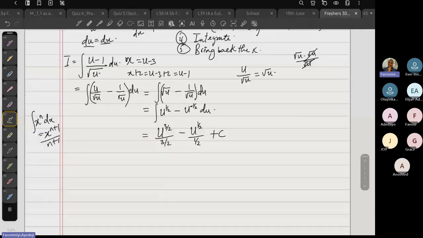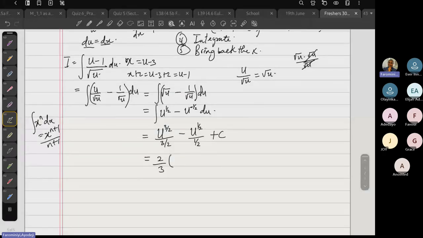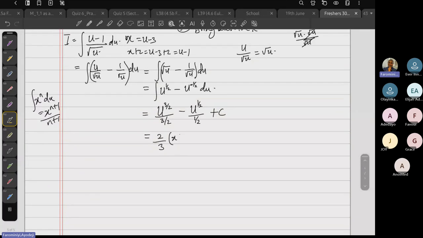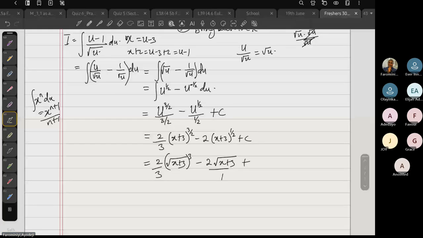And that's exactly the same thing as 2 over 3 times u, and our u is x plus 3, raised to power 3 over 2, minus 2 times x plus 3 raised to power half, plus c, which is the same thing as the square root of x plus 3 cubed minus 2 times the square root of x plus 3 plus c.